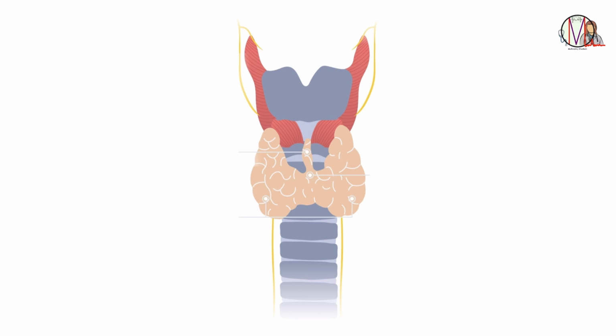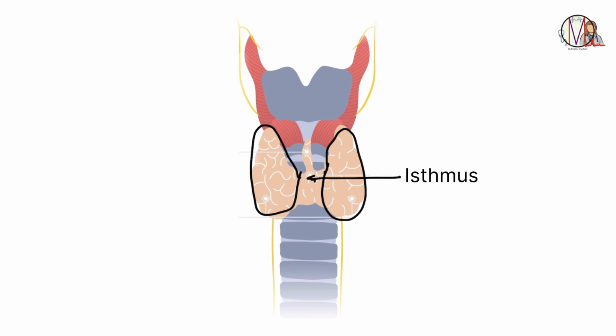Let's start with the thyroid gland anatomy. The thyroid gland is situated at the front of the throat, below the larynx. The thyroid gland is a butterfly-shaped, vascular, red-brown endocrine gland situated in the midline of the anterior neck. It comprises two lobes that lie on either side of the windpipe and are connected by an isthmus.